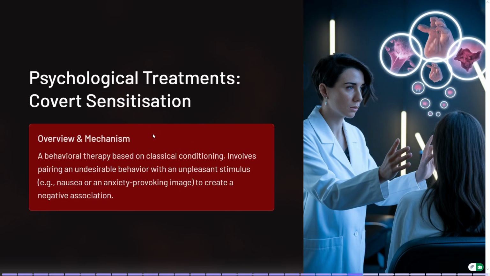Now you pair stealing with an unpleasant stimulus, let's say for example, vomit, or maybe looking at something very irritable. You pair it with the behavior that you want the person to stop, right? E.g., nausea or anxiety-provoking images to create a negative association. Which is classical conditioning.